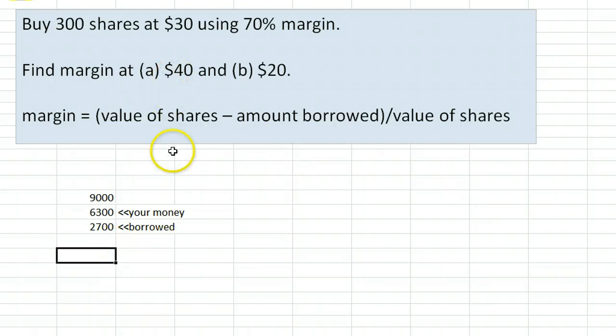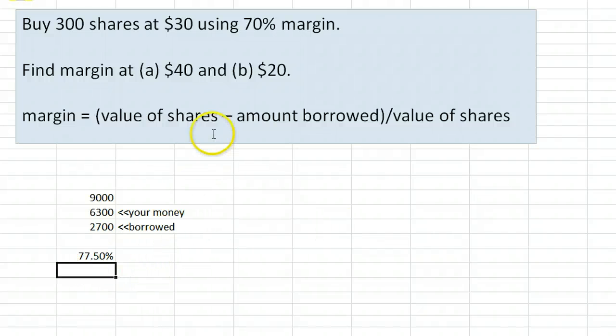So if the price of the stock goes up to $40, we will have the value of the shares being $40 per share. We own 300 of them. We need to subtract the amount that we borrowed, which will always be $2,700, and divide by the value of the shares, $40 a share times 300, equal to 0.775. If we flip that over to a percent, that is 77.5%. So of the total value of the shares, 77.5% of that value is now actually ours. The rest has been borrowed.